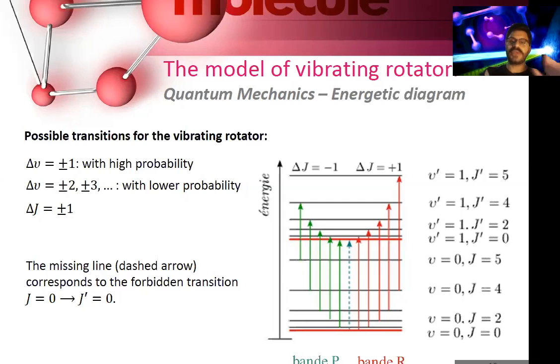Now, this will create two sets of bands. Bands that correspond to delta j equal plus 1, and others that correspond to delta j equal minus 1, but both bands correspond to delta v equal plus 1 in absorption. Obviously, between these two sets of branches, there will be a place where no line appears because it's not allowed. And this corresponds to v0, j0, going to v prime 1, j prime 0. Okay, so that's the idea.